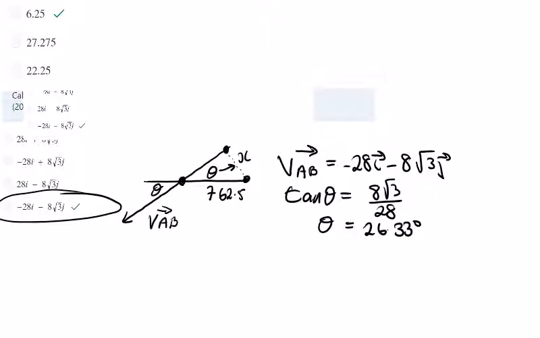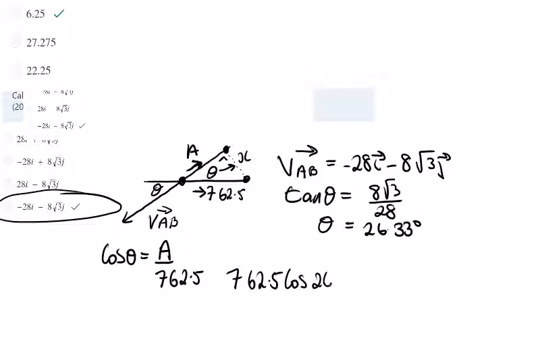Actually, this is the distance I'm looking for along here. So this is adjacent to the angle, here's my right angle. So the cos of theta is equal to my adjacent side, the one I'm looking for, I'll just call it A for now, A over H, which is 762.5. So 762.5 by the cos of 26.33 degrees is equal to 683.4.